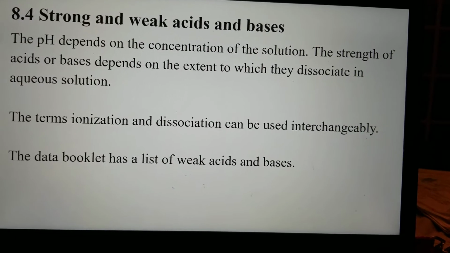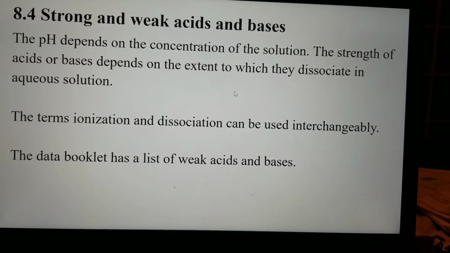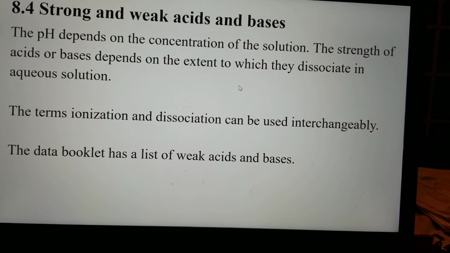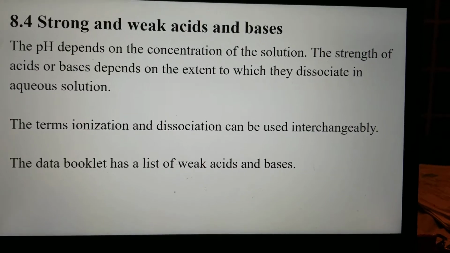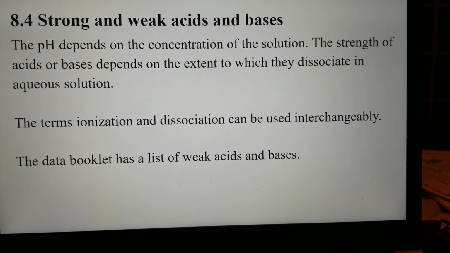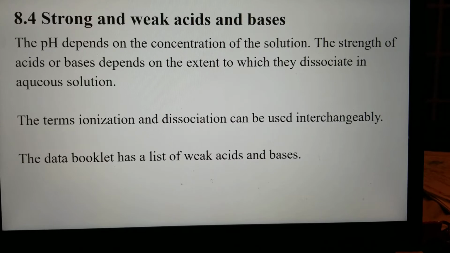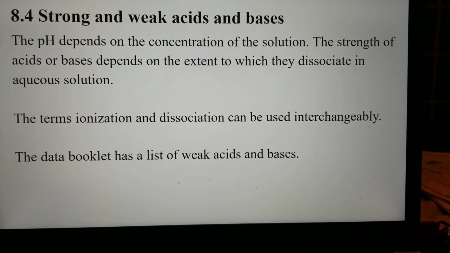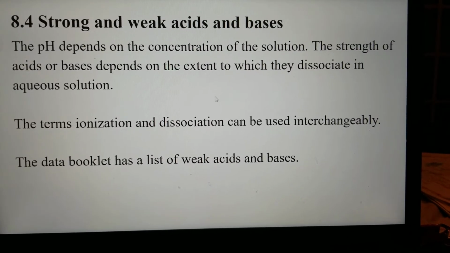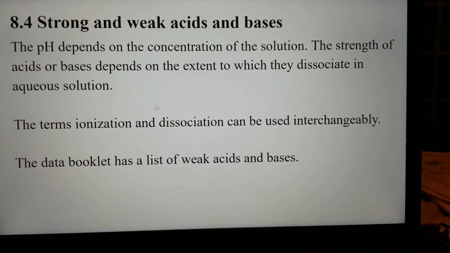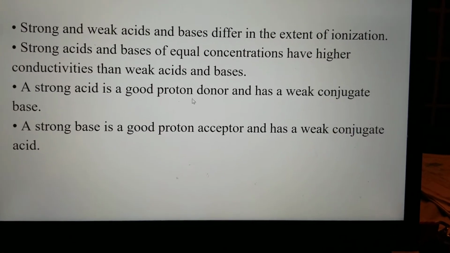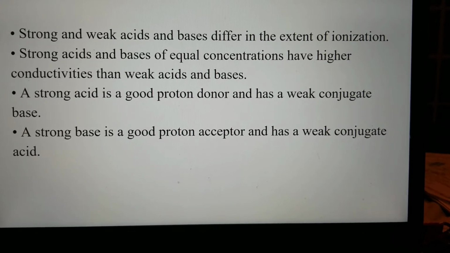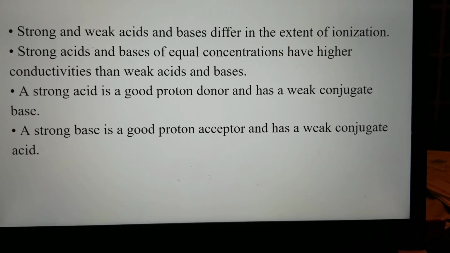What that depends on is whether that acid can dissociate a lot or not. If it can dissociate a lot, then it's going to be considered strong. If it can only dissociate a little bit, then it's considered weak. The terms ionization and dissociation are basically the same thing, breaking apart into the ions, okay? So strong and weak acids and bases differ by the extent of ionization. So it's the same for both.